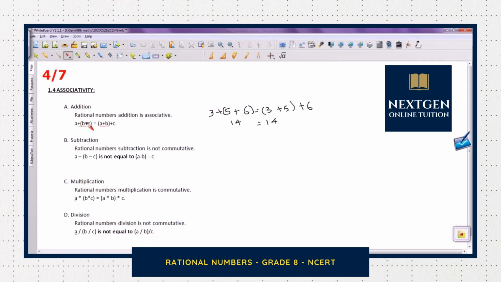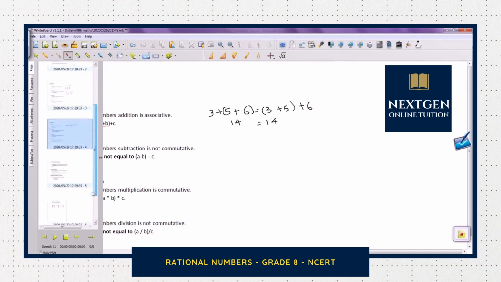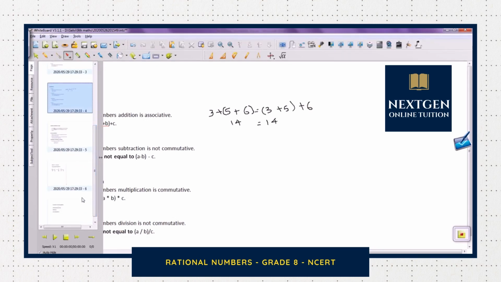This you get clarified if I do a sum. There is a sum I am going to solve using two of the properties, commutative and distributive. By that time you will get clarity.